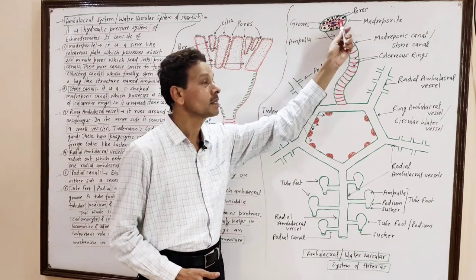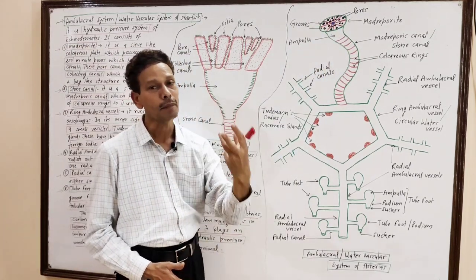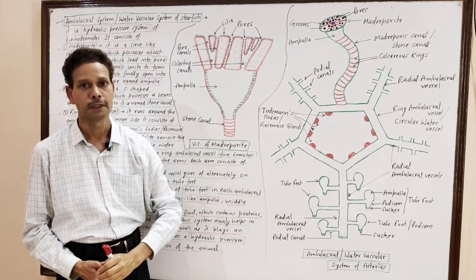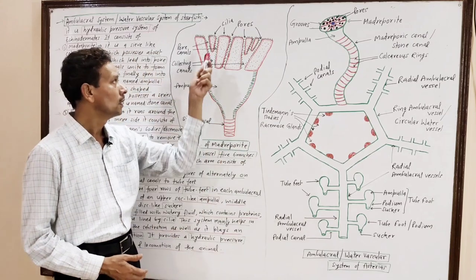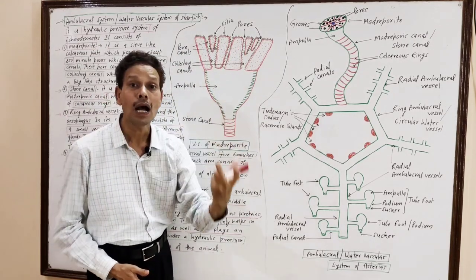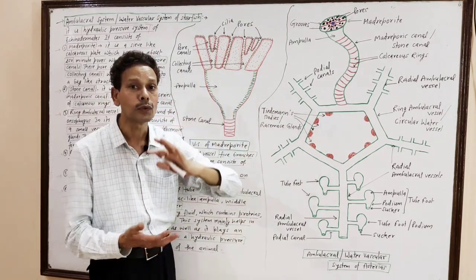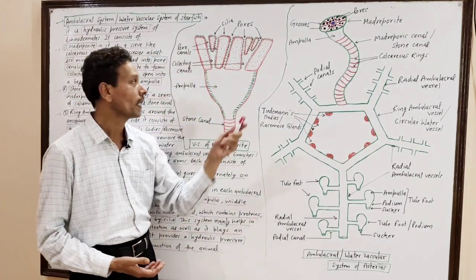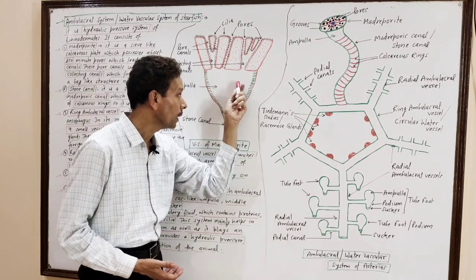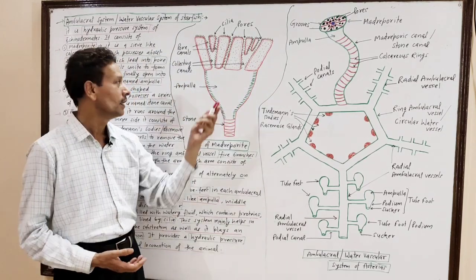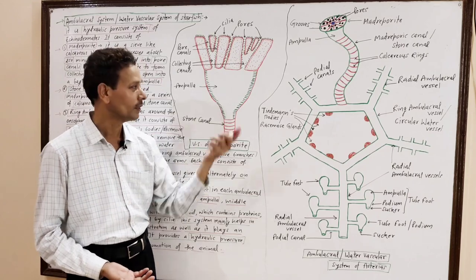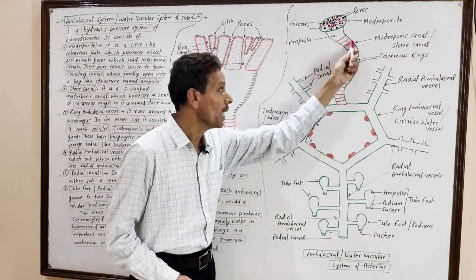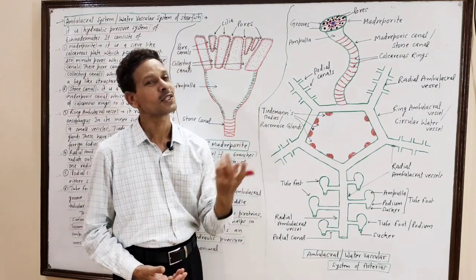The first part is madreporite. That madreporite possesses about 250 minute pores. The pores lead into pore canals, and these pore canals unite to produce larger collecting canals. Finally, these collecting canals open into this bag-like structure, the ampulla. And this swollen ampulla leads into an S-shaped stone canal.